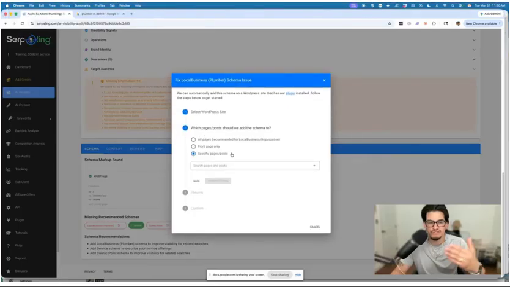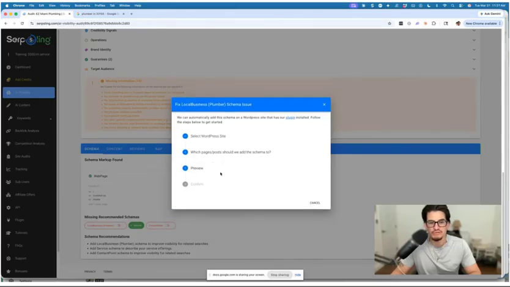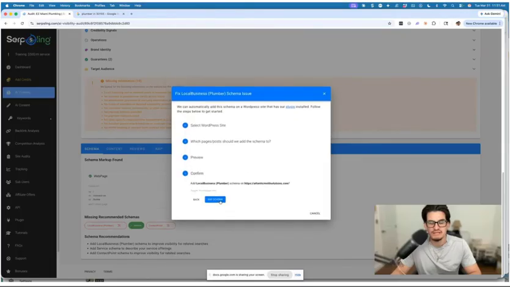And obviously you do have to have access to the site to be able to install the plugin if you're doing this for a client. And then you just select which page you want to run this on. You would preview schema, continue, and then you would just click add schema.